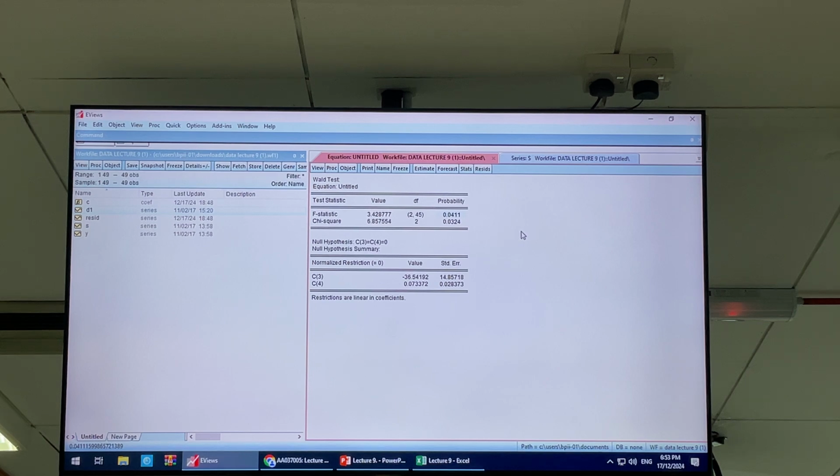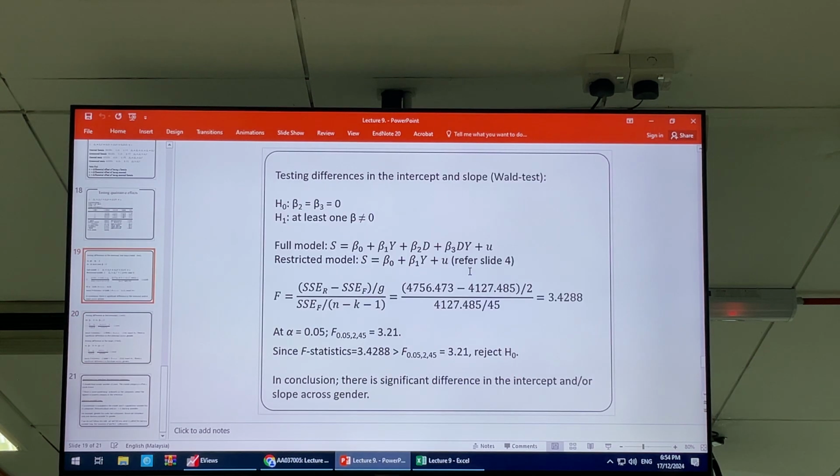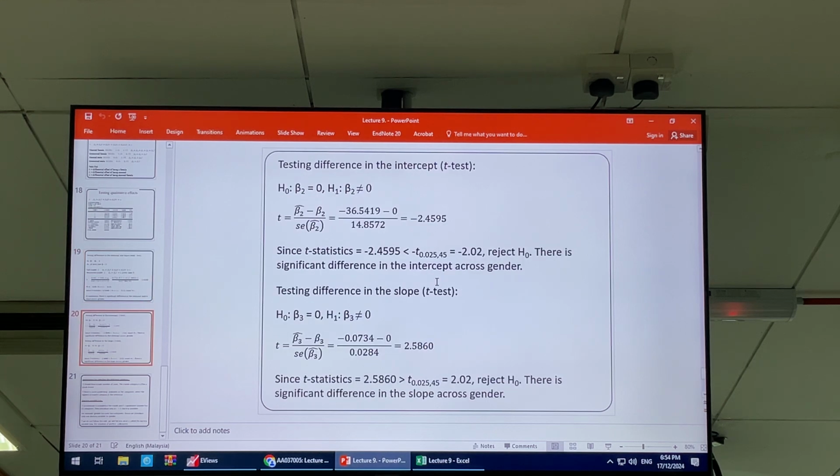The p-value is 0.04, smaller than 0.05. So you reject and conclude that at least either the intercept or the slope is not the same for the two categories, male and female. Either one or both are different. And because we reject, we want to know which one, so you can now perform the tests individually.